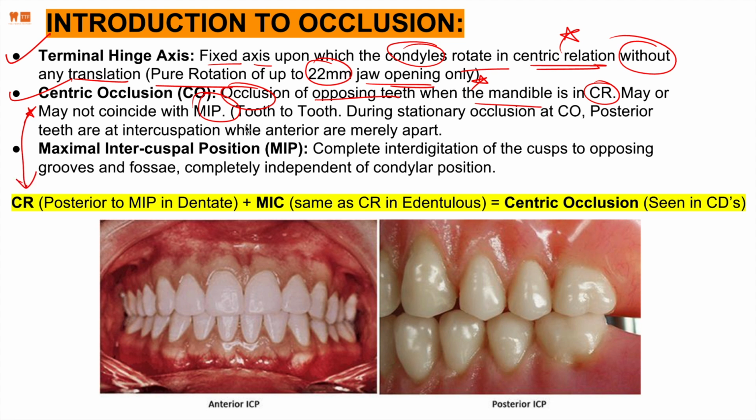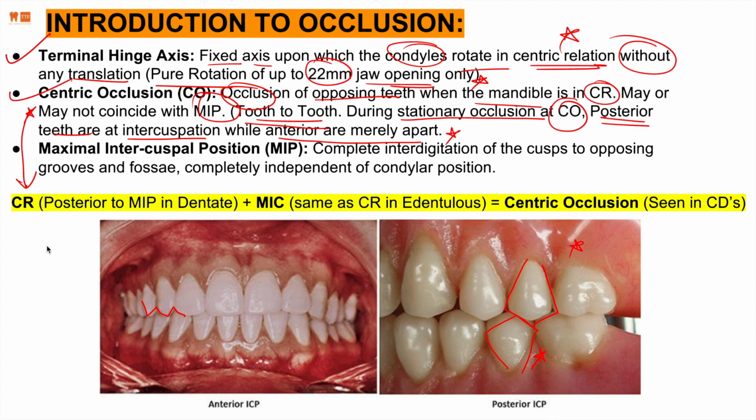Just a minute. Centric occlusion is a tooth-to-tooth contact. It is when teeth are touching each other. It is during stationary occlusion at centric occlusion. Posterior teeth are at maximum intercuspation and the anteriors merely are apart. So for example, in this denture right here, it seems like this is a centric occlusion. The posterior teeth are in contact with their maxillary or mandibular counterpart, right? But at this time, the anterior teeth will be slightly apart.